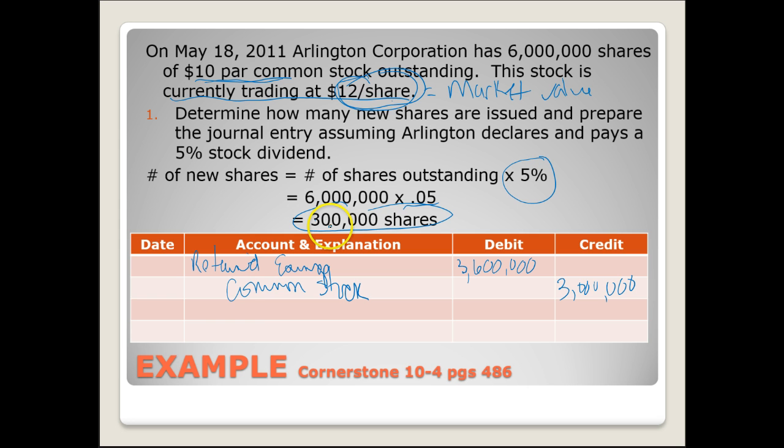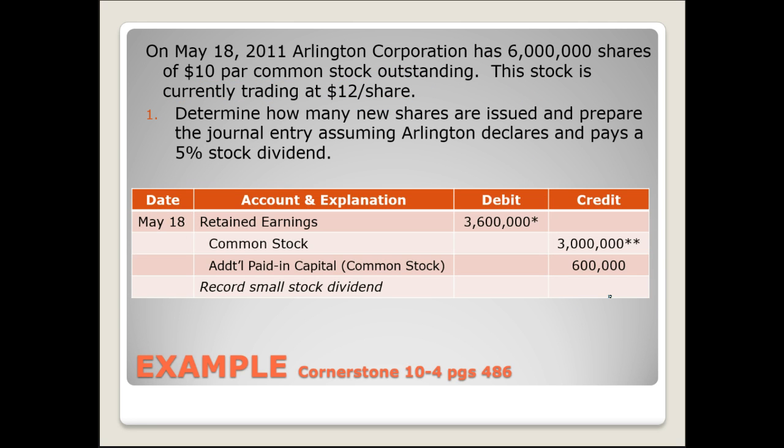$2 a share times 300,000 shares is going to be my additional paid in capital common stock of $600,000. So I've increased my equity and decreased my equity at the exact same time. And this is how we did the math.